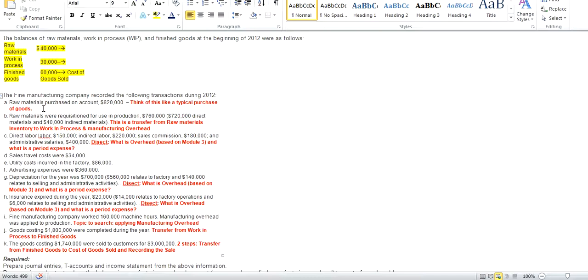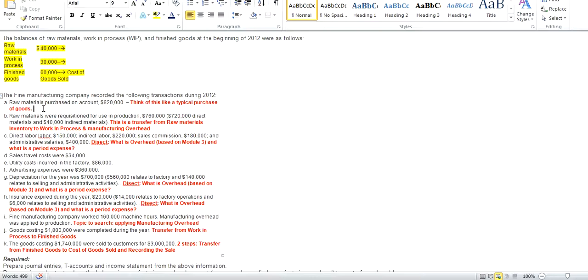Raw materials purchased on account, 820,000. Do not let the words raw materials trick you or throw you off course. Raw materials and inventory, same idea. If we were looking at a merchandising or retail business, we would have said we bought goods on account for 820,000, and we would debit inventory and credit accounts payable. This is no different, except we debit raw materials, that's our inventory account, and we credit accounts payable.